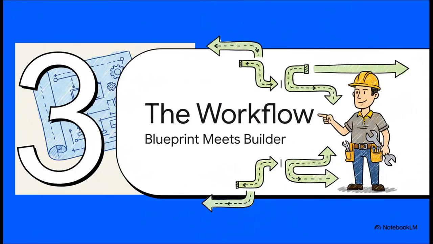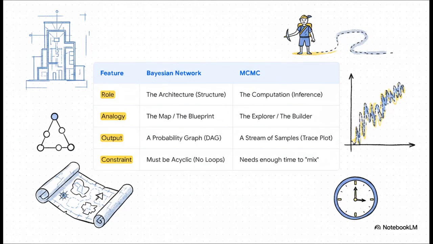Okay, so let's zoom in on how this actually works in practice, bringing our blueprint and our builder together into a real workflow. This table just nails the comparison. Look at the role. The network is the architecture. MCMC is the computation. The analogy, it's the map versus the explorer. And this is super important. Check out the output. The network itself just gives you the graph, the static blueprint. MCMC, though, gives you a dynamic stream of samples from that world. That's what we see in those fuzzy caterpillar trace plots, a literal record of where the algorithm explored.